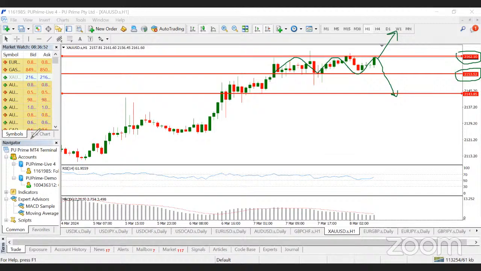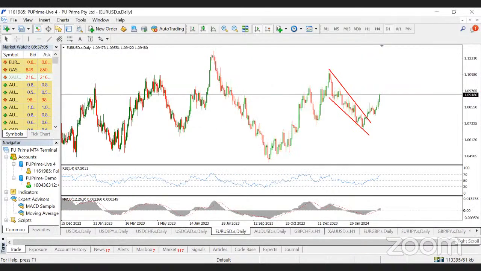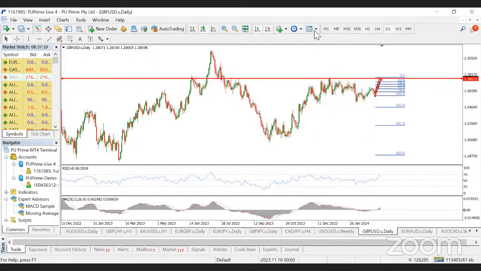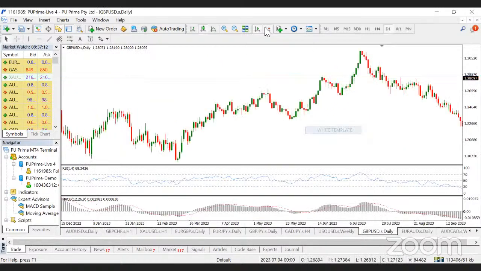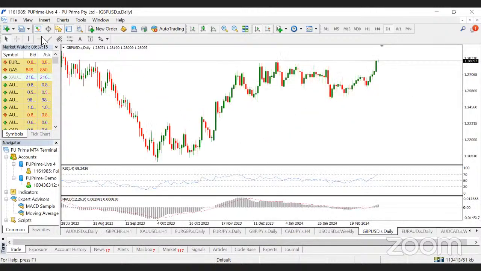A technical setup that may also give us some pips is the GBPUSD. It's still one of the dollar instruments. I'm not really having clarity on EURUSD, but there's clarity on GBPUSD. On the daily time frame, GBPUSD closed on a resistance level yesterday, exactly on the resistance level.